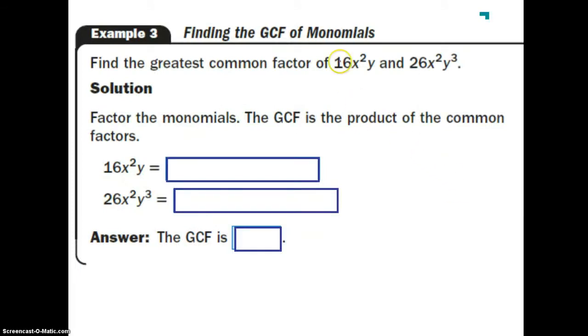Let's find the GCF of monomials. To find the GCF of monomials, we factor the monomials. Remember that factoring means to expand the monomials. So let's do the factor tree for 16. 4 and 4, which is 2 and 2, 2 and 2. So you have 2 times 2 times 2 times 2. Expand the x squared, which is 2 x's and a y.